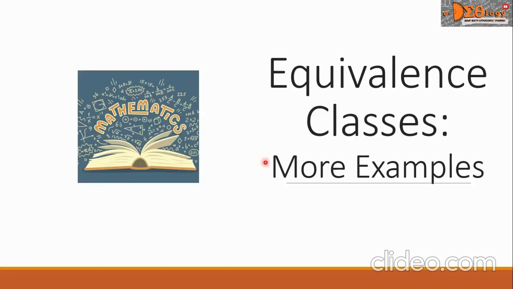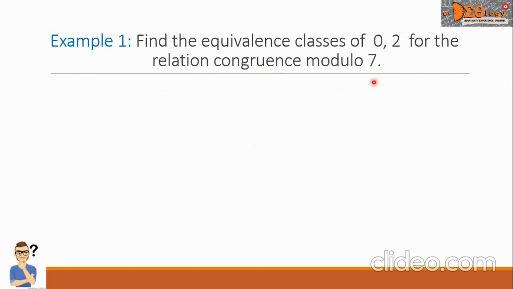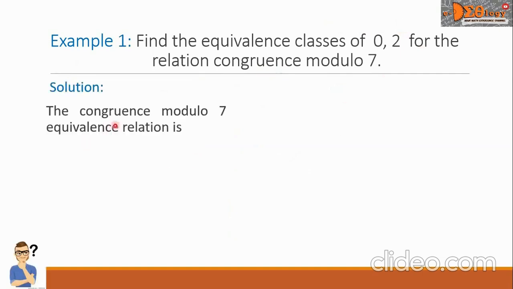Today, we're going to study more examples about equivalence classes. Let's see this example 1. Find the equivalence classes of 0 and 2 for the relation congruence modulo 7. The congruence modulo 7 equivalence relation is defined by this. R equals the ordered pair AB such that A minus B divided by 7 is an element of integers Z.